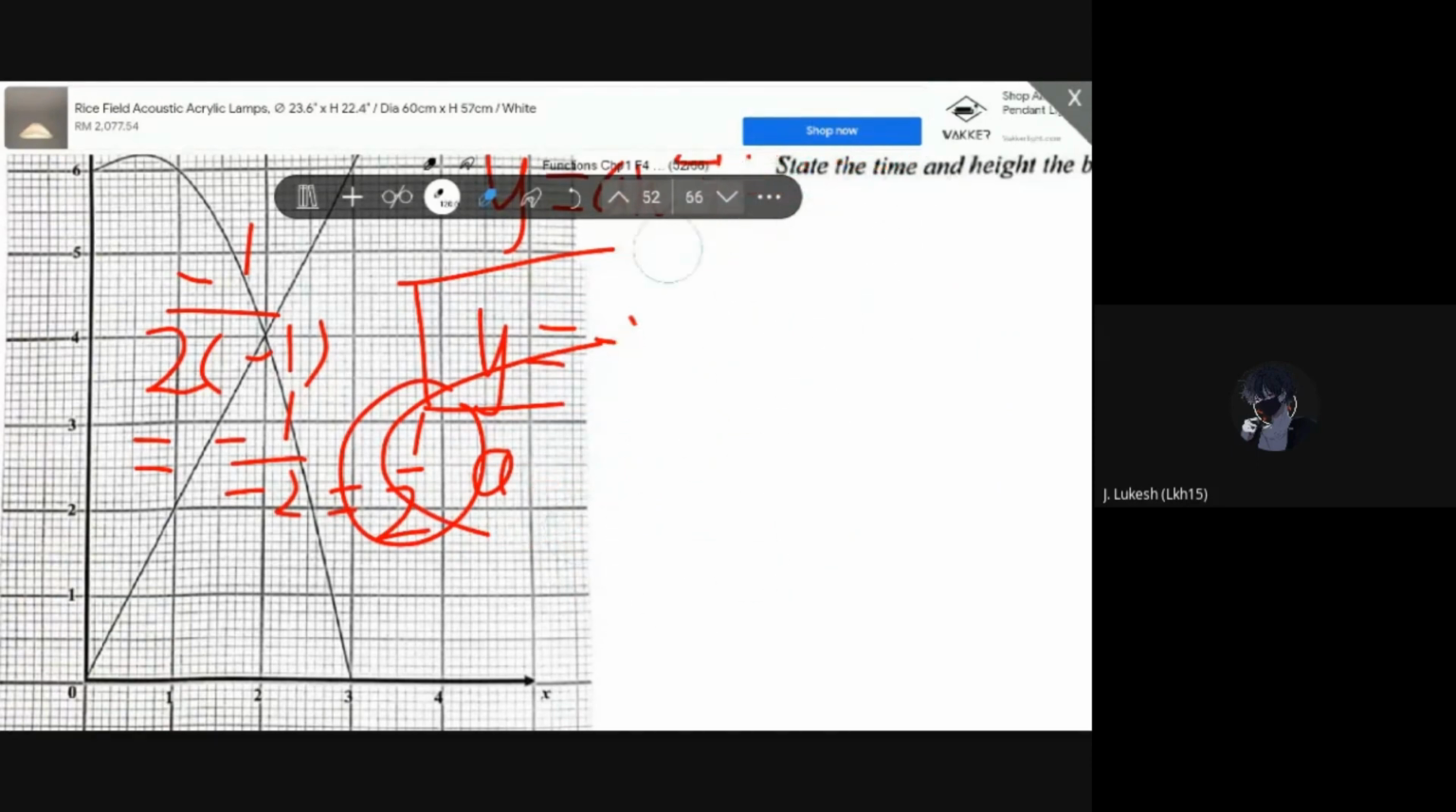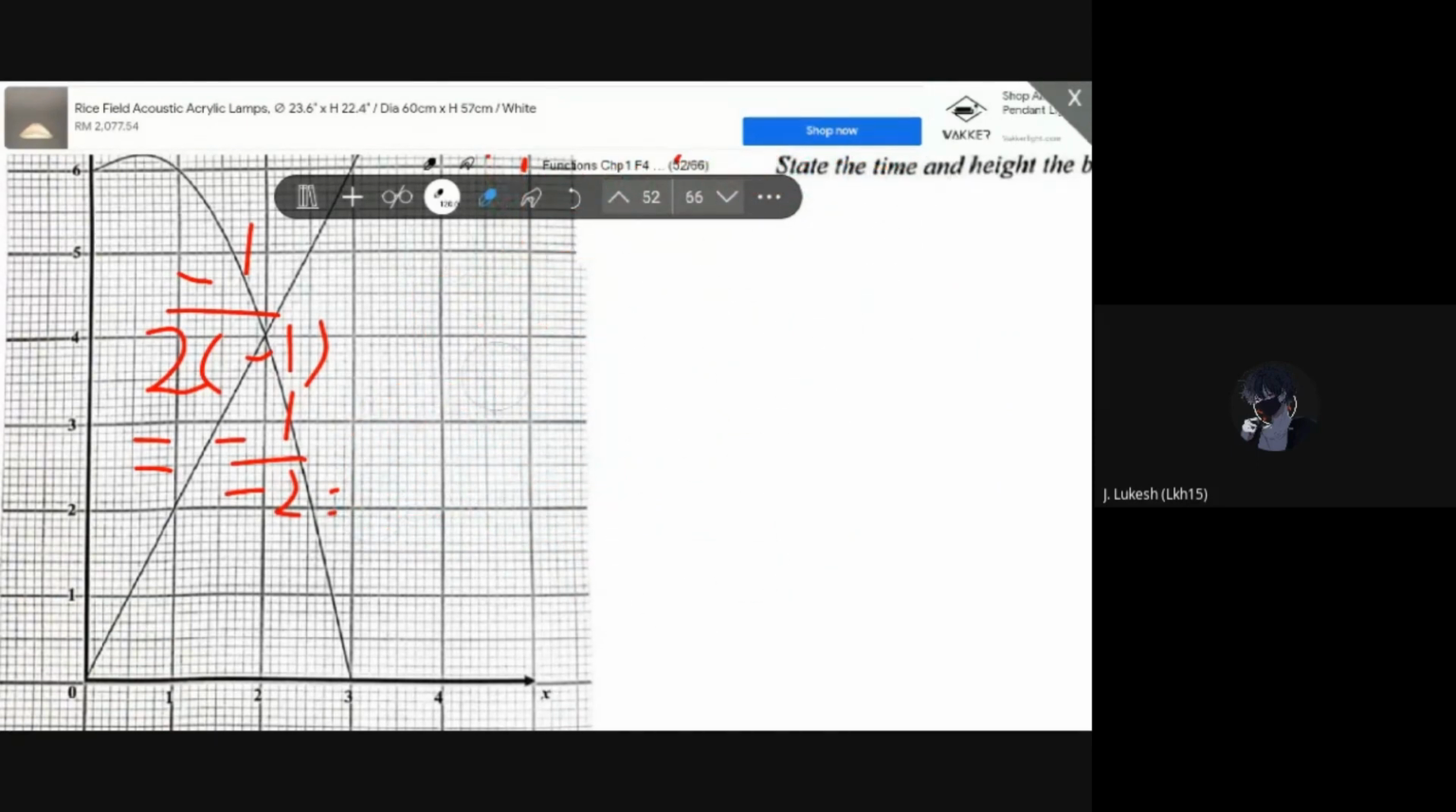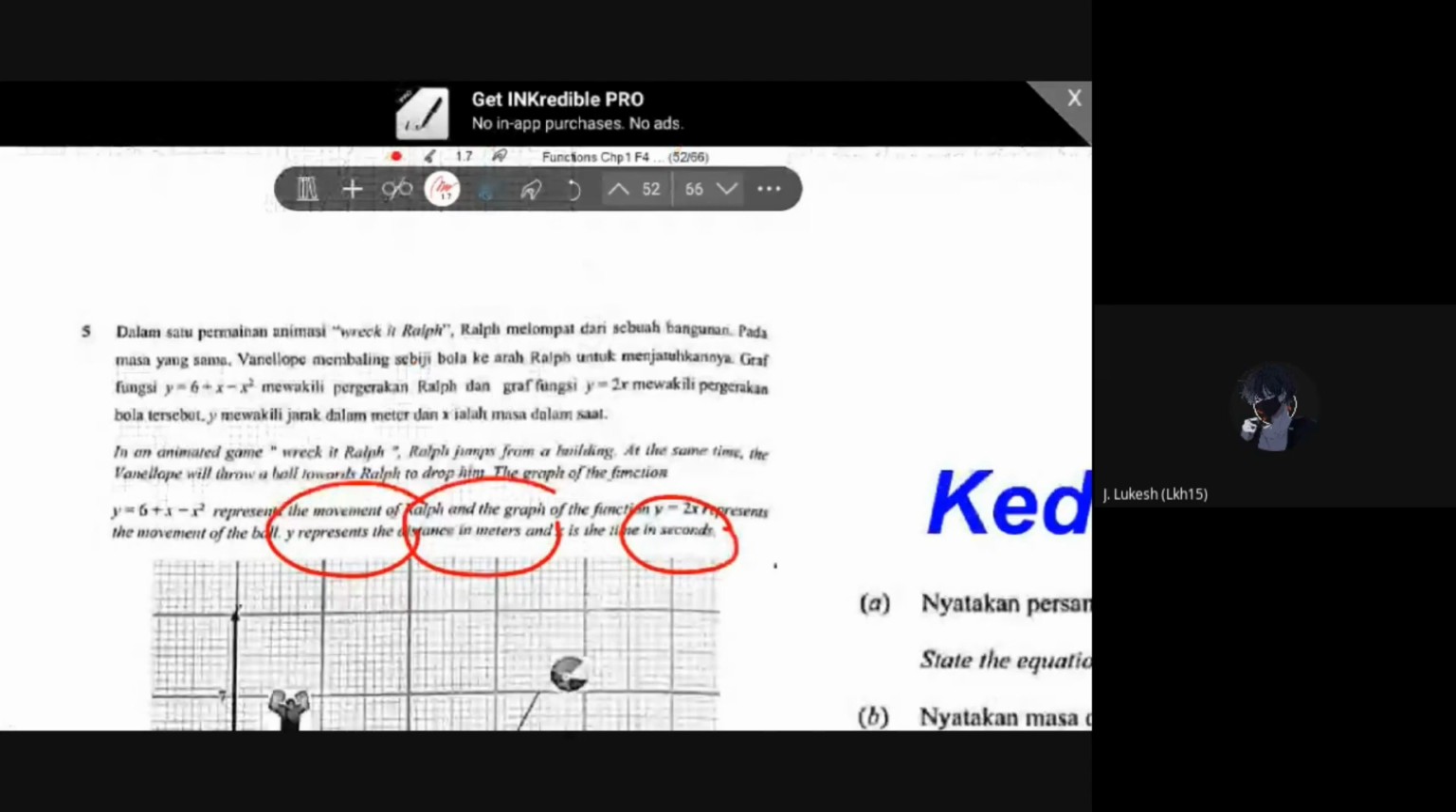Okay, siapa-siapa boleh bagi tahu, what is the key to this question? Apa soalan nak cari sekarang? State the time and height when Ralph hits the ball. Very good, Sugen. That's the keyword I want to hear. Titik persilangan or intersection point. Kamu semua boleh nampak intersection point dua-dua graf ni adalah kat sini. Bila dua-dua graf tu bersilang, itu dipanggil titik persilangan. Okay?